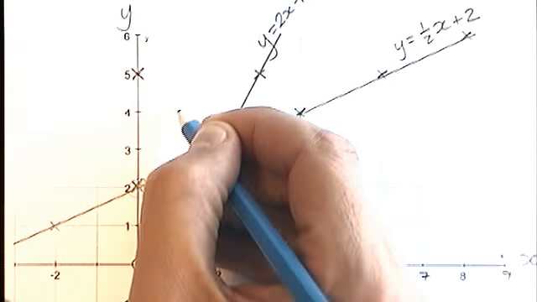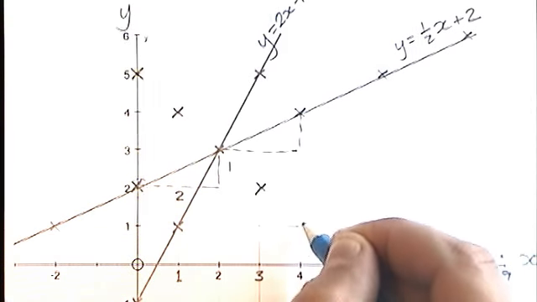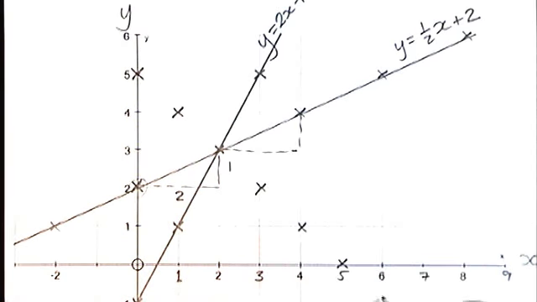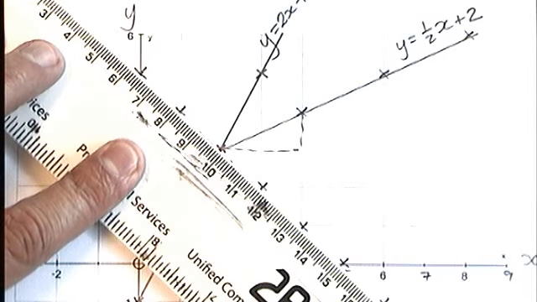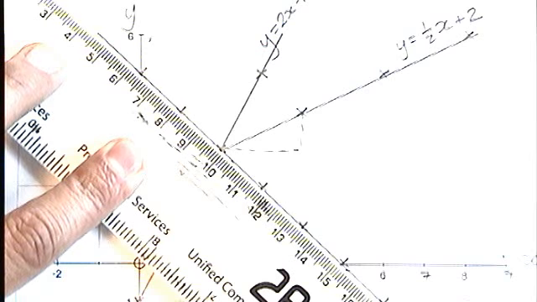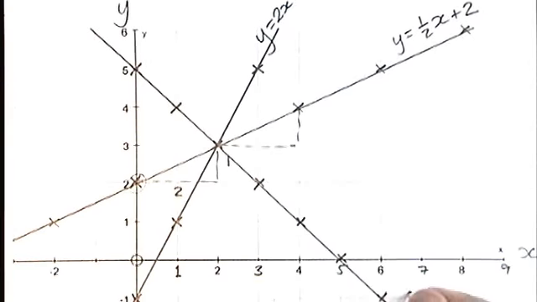5, minus 1, minus 1, minus 1, minus 1. I'm going down by 1 unit for every unit across. And again, draw a straight line through that all the way across the grid, and that is the equation y equals 5 minus x.